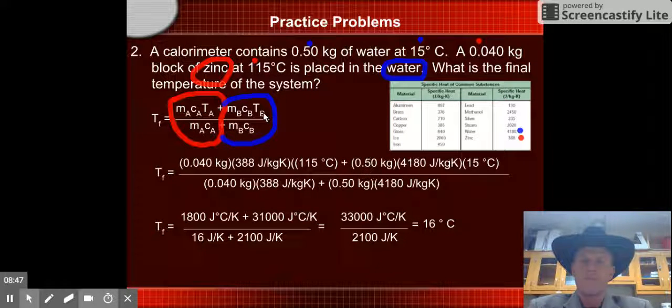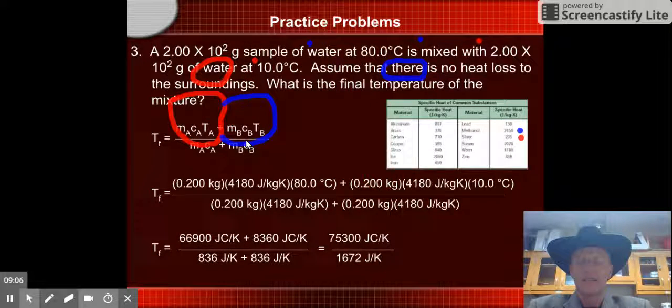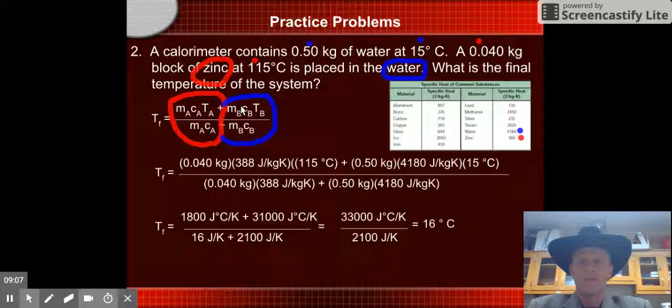So let's go with the mass of water. The mass of water is this 0.50. Then the next item is a C, specific heat of water from the chart, 4180. The beginning temperature of the water is 15 degrees right there. And then again, these two carry down, just like in a formula. These two M's and C's carry down.